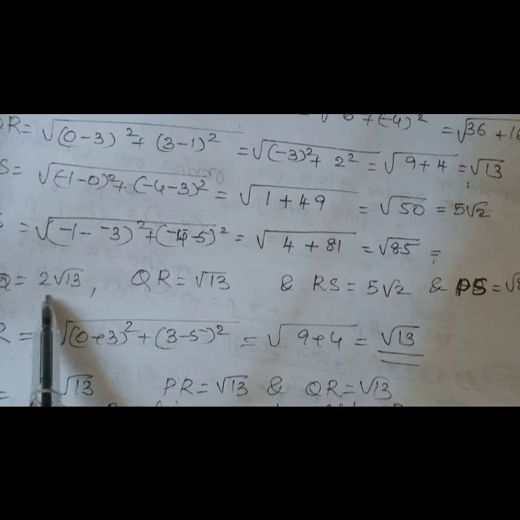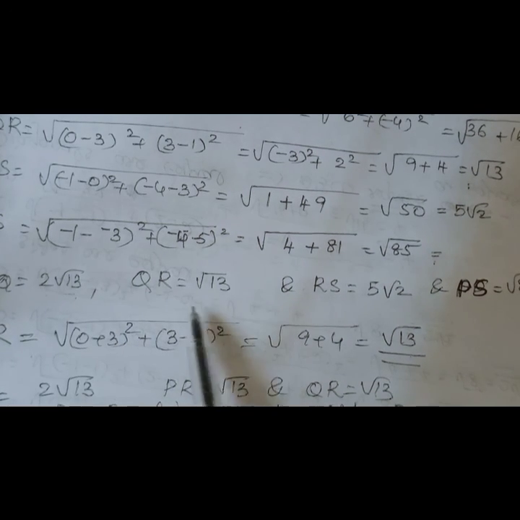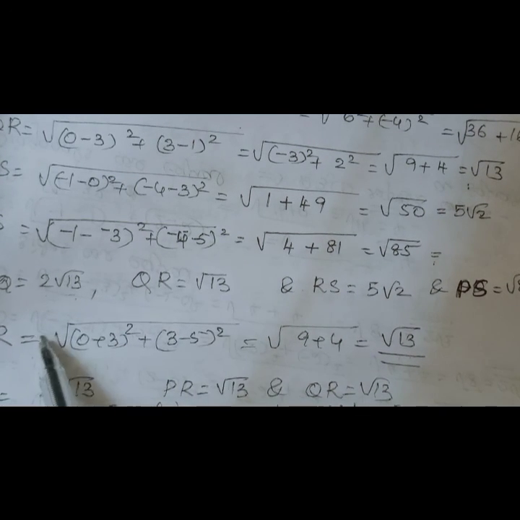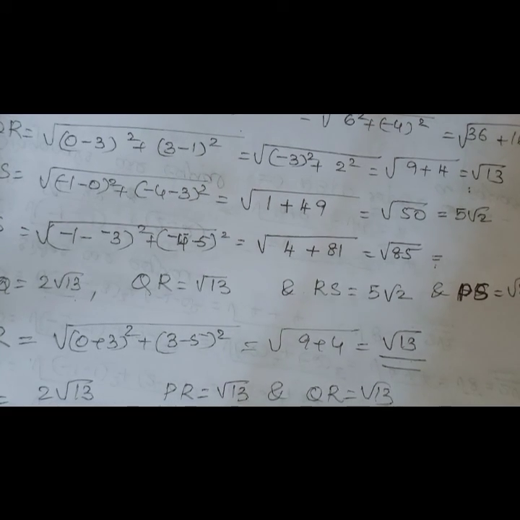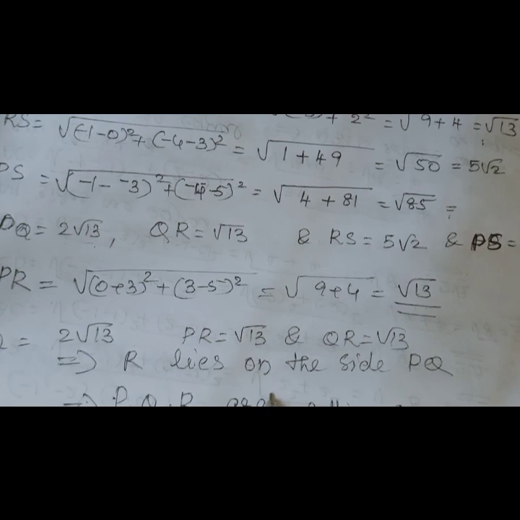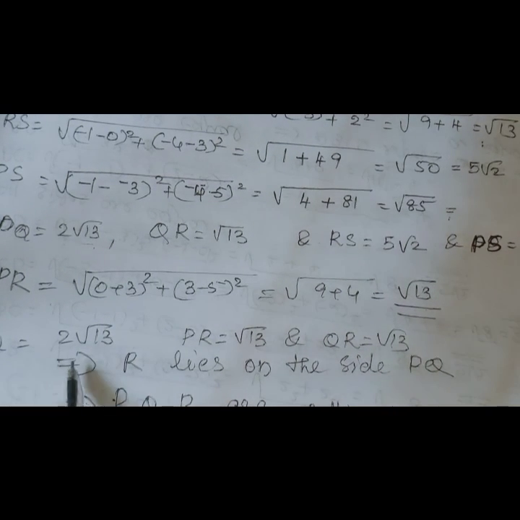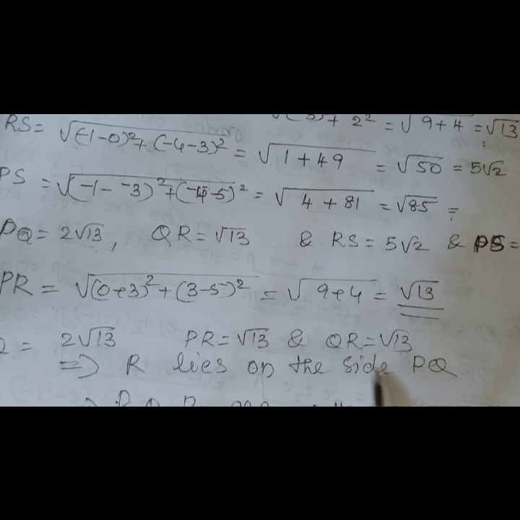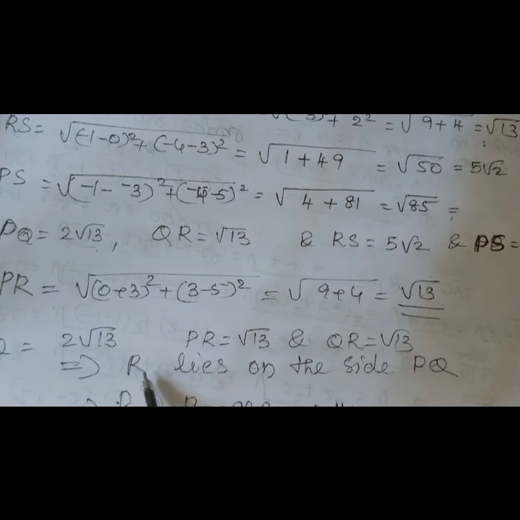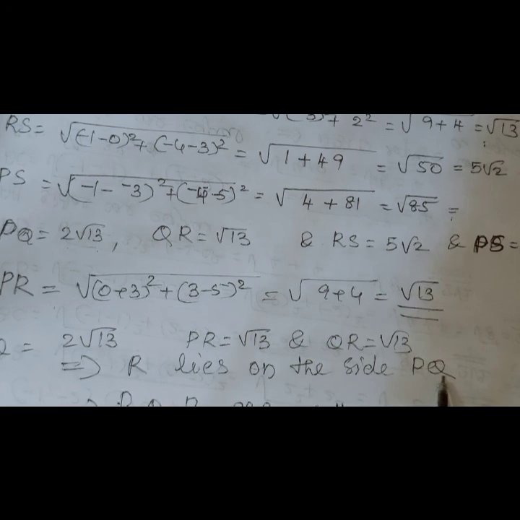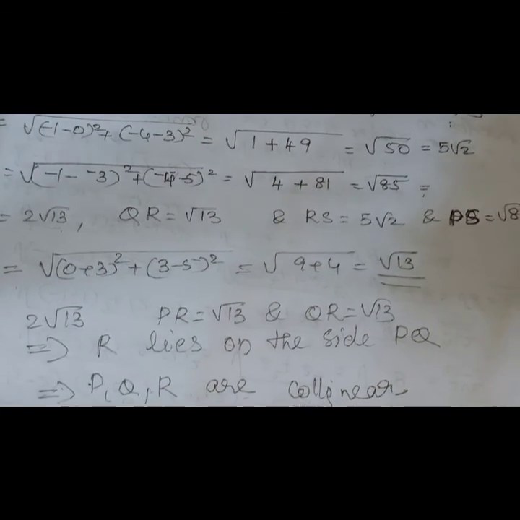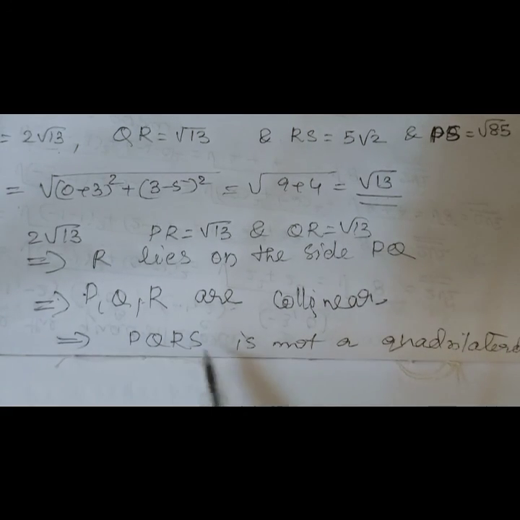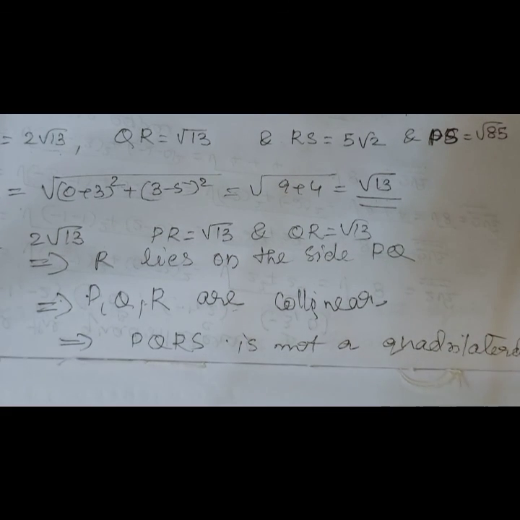But what is the distance of PQ? It is 2 root 13 and QR is root 13. So PR and QR have the same length, root 13. From this we can see that R lies on the side PQ, since PQ is 2 root 13, PR is root 13 and QR is root 13. That means P, Q, R are collinear. Since P, Q, R lie on the same line, we can say that PQRS is not a quadrilateral.